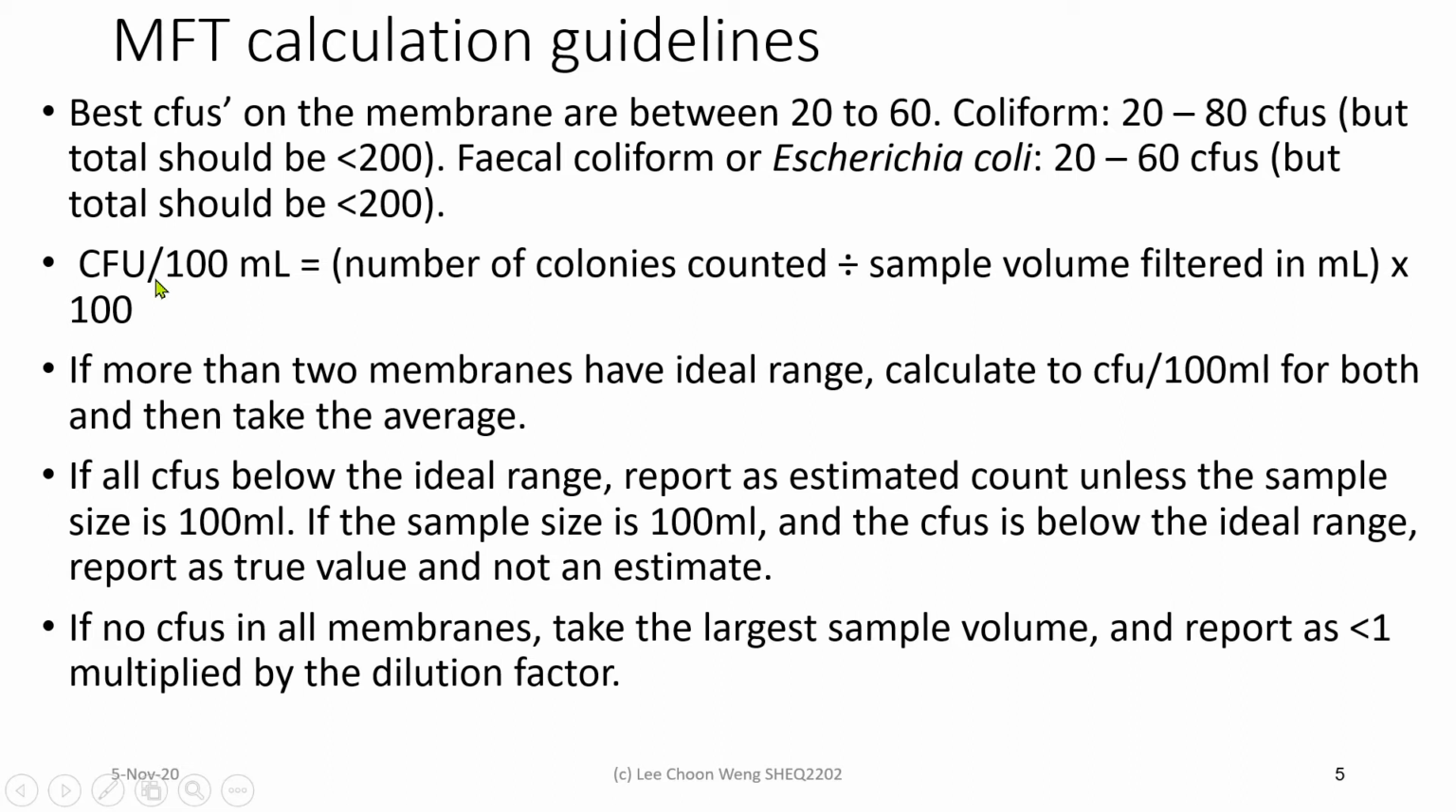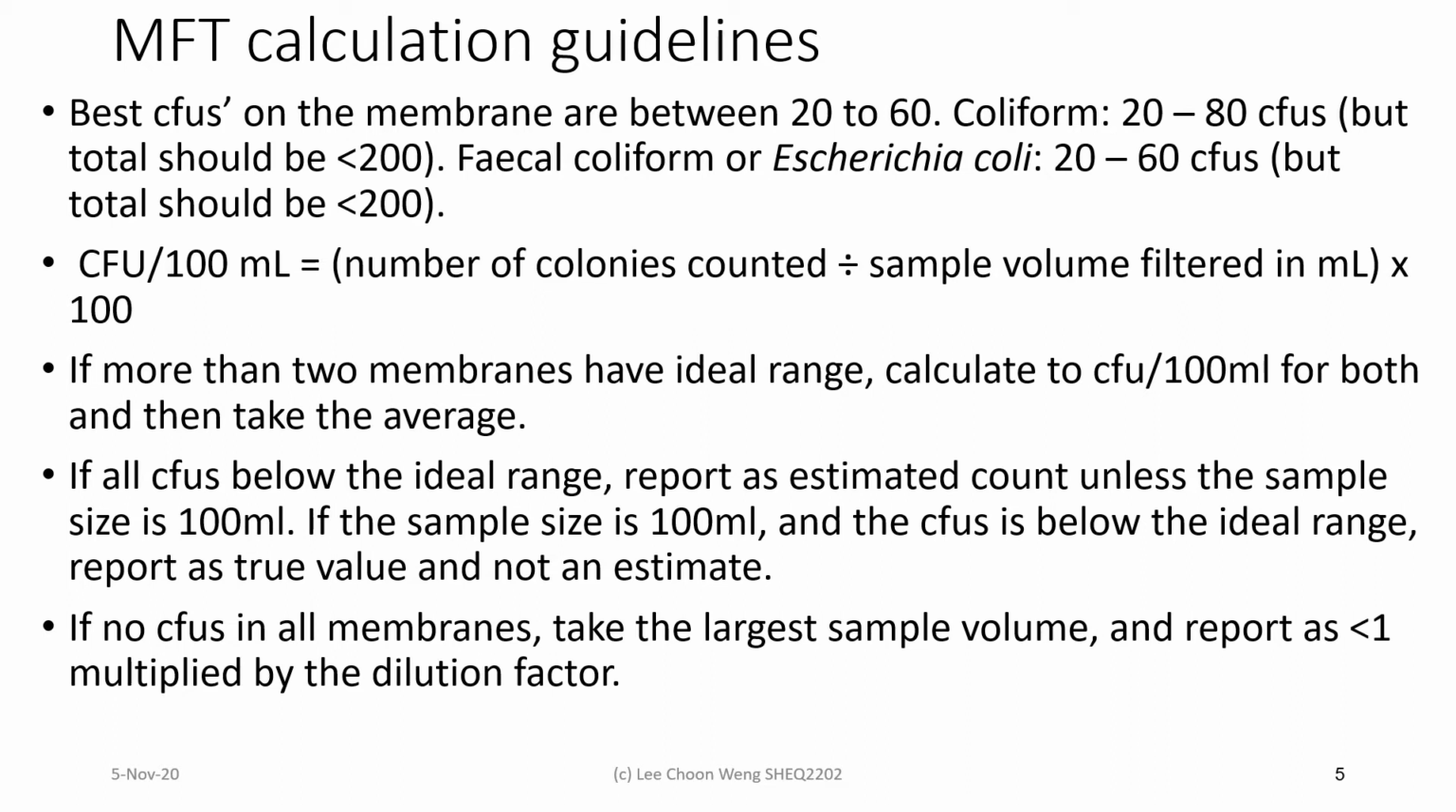Okay, calculate the number of CFU per 100 ml. Select the membrane to choose, and then take the number of colonies on the membrane divided by the sample volume filtered, and multiply by 100. So if you have only one membrane that has the ideal range of 20 to 60, then you choose that membrane. If you have two or more membranes having the ideal range, you have to calculate the CFU per 100 ml for both of them and then take the average.